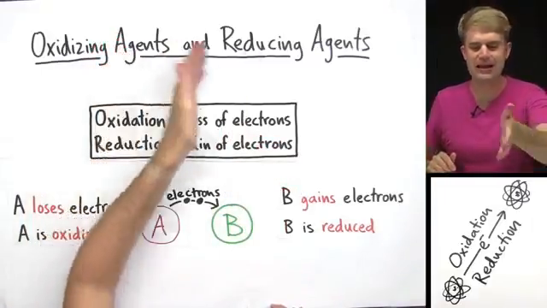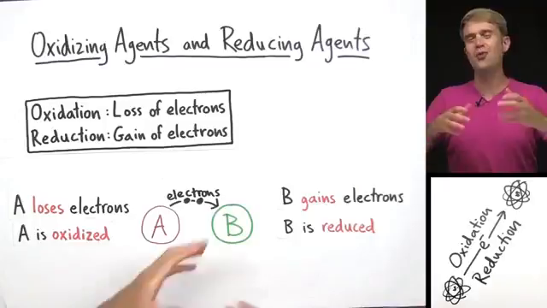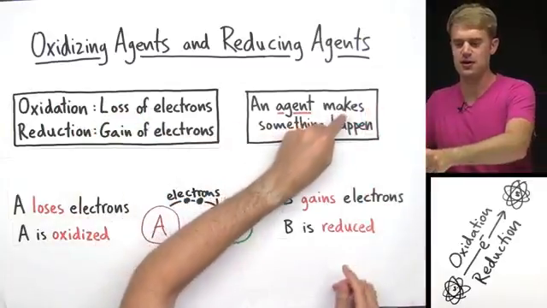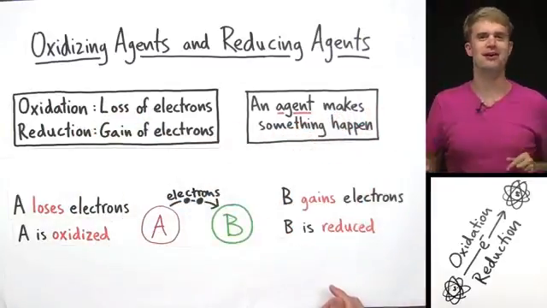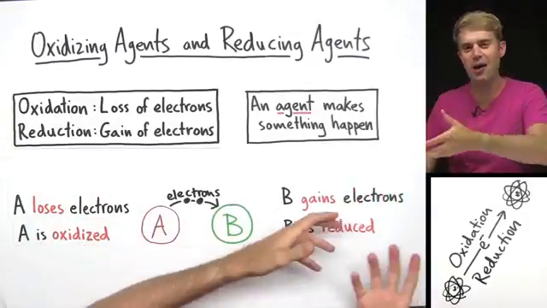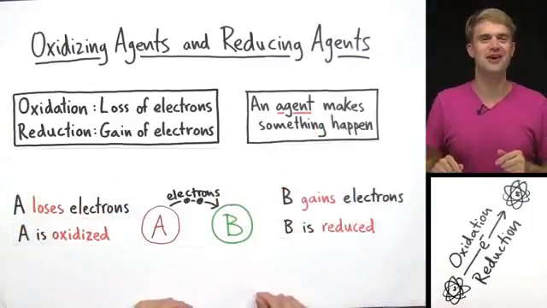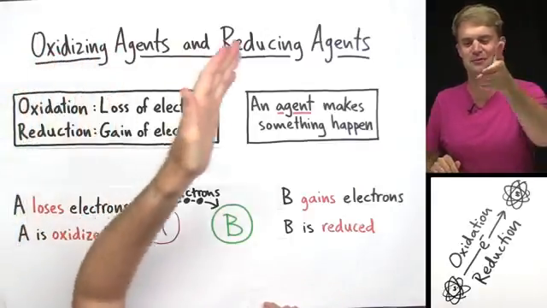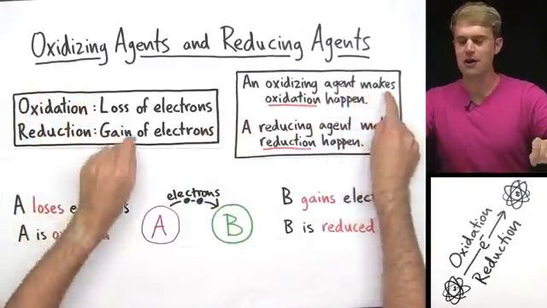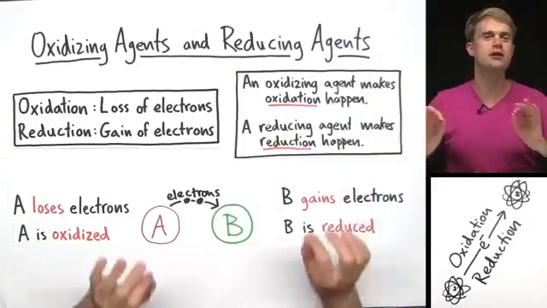But here we're talking about agents, oxidizing and reducing agents. So what's an agent? Well, the word has a bunch of different meanings, but in this situation, an agent makes something happen. Think of the agent for a movie star, right? They help the actor get jobs, they help the actor get into movies. An agent makes things happen for that movie star, and that's exactly what oxidizing and reducing agents do. They make stuff happen. An oxidizing agent makes oxidation happen, and a reducing agent makes reduction happen.